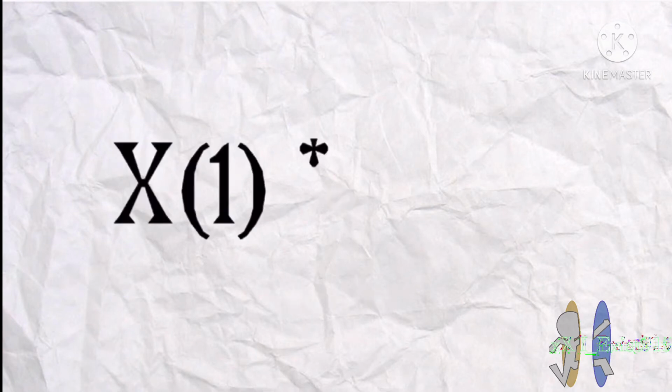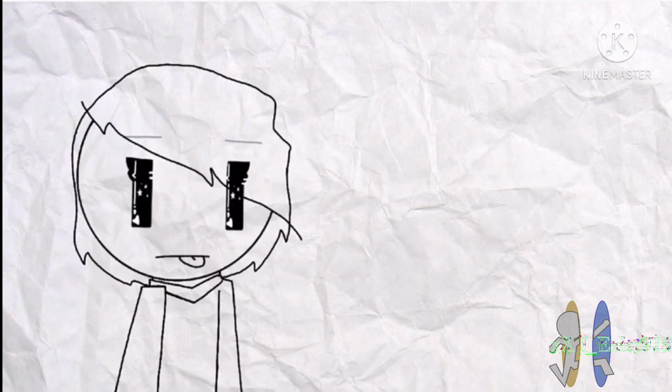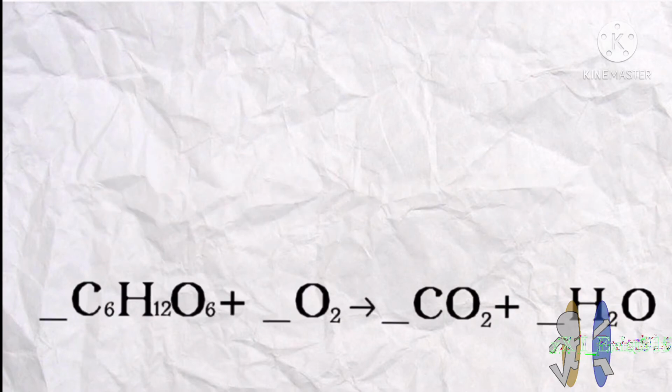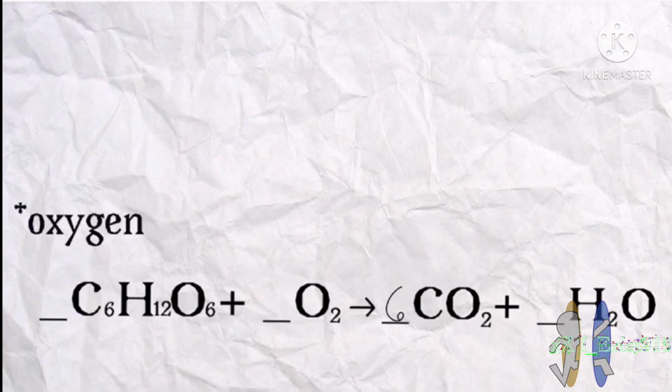So what we do is we times something, which is 1, by something else to get 6. So 1 times what is 6? We should all know this. This is easy. It's 6. So we would put a 6 in front of the CO2. Doing this will also multiply the O2 in CO2, which will give us 12 oxygen.